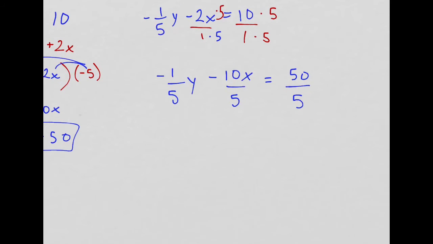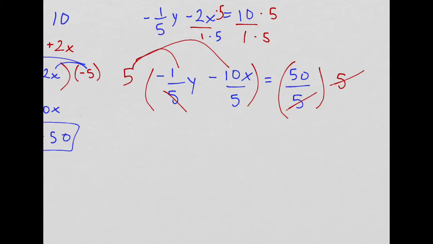And remember, when we have an equal sign, the denominator you can just get rid of. Why is that? Because you can multiply both sides by 5. That cancels. And then when you distribute, it cancels there. And when you distribute, it cancels there. So then, really, you just get negative 1y, or just negative y. We can leave it negative 1. Minus 10x equals 50.